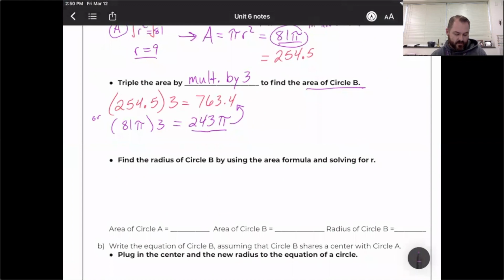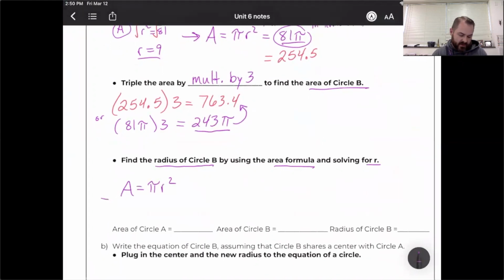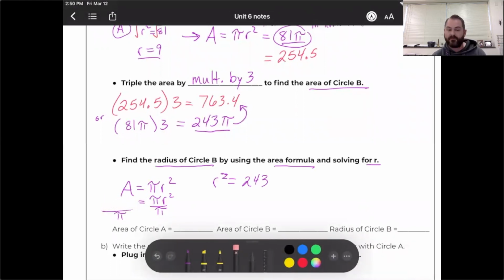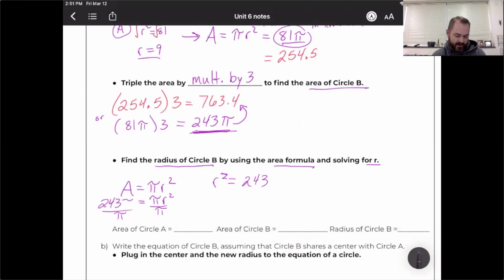Then we can use that to find the radius of circle B by using the area formula and solving for r. So again, the area formula is pi r squared. I'm going to plug in the area I found, 763.4, for A. First thing I would do here is divide by pi. When I do 763.4 divided by pi in the calculator, I get r squared is something that rounds to 243, which makes sense because if I used this form of the area, 243 pi, and divide by pi, the pi's cancel, and r squared is 243.